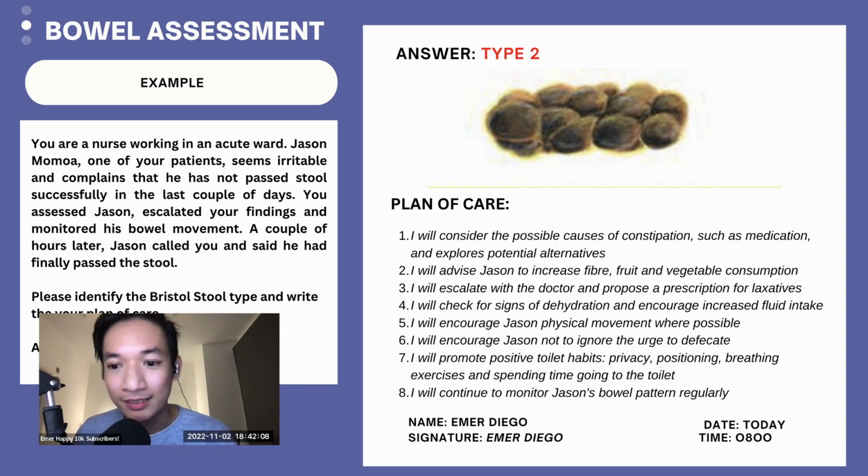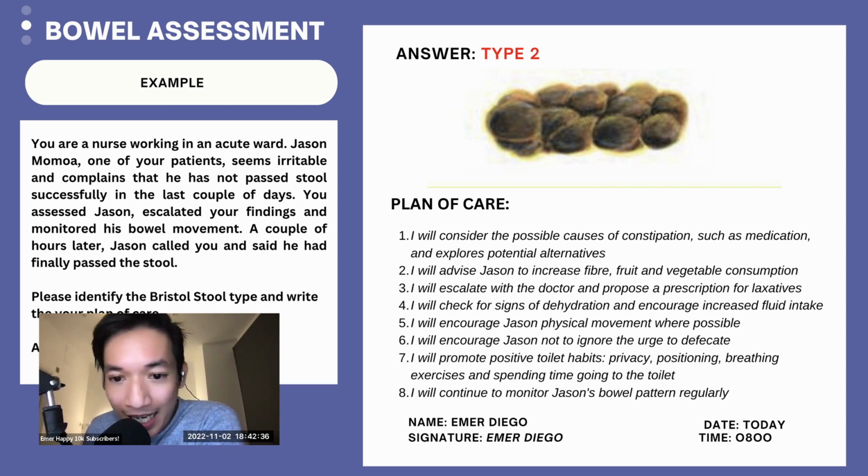This is an example. Guys, this is just my take on the examination. Now, this is not the answer. Okay, so plan of care, an example of which is: I will consider the possible causes of constipation, such as medication, and explore potential alternatives. Another one is I will advise Jason to increase fiber, fruit, and vegetable consumption. I will escalate with the doctor and propose a prescription for laxative.